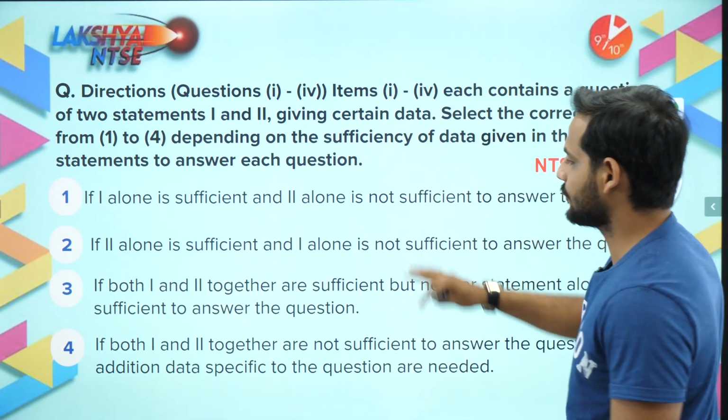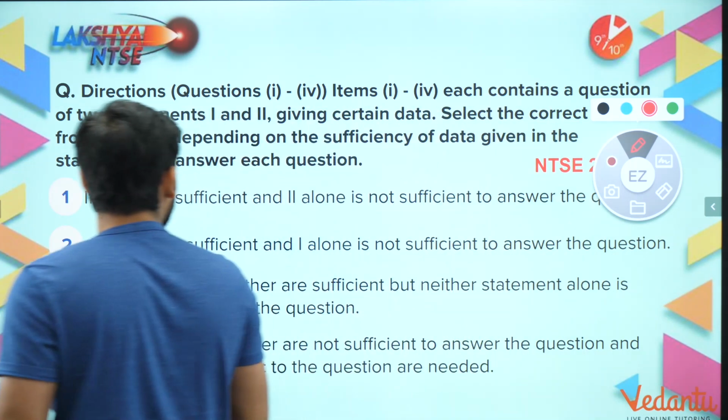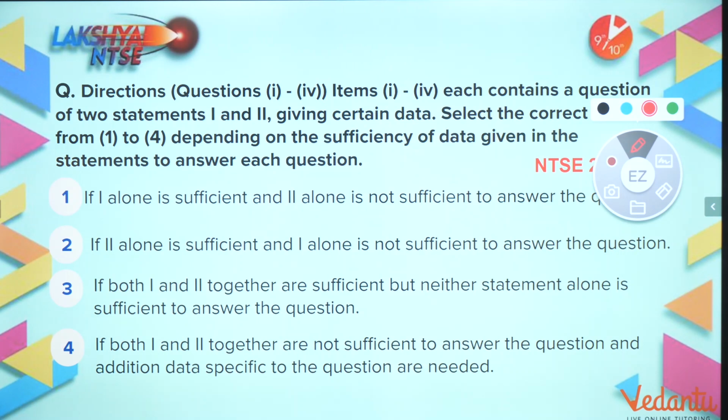Directions. Okay, so these are the options from now onwards. Option 1 means statement 1 alone is sufficient, second alone is not sufficient. Option 2 means second alone is sufficient, 1 alone is not sufficient. Option 3 means both 1 and 2 together are sufficient, but neither statement alone is sufficient. And option 4 is both 1 and 2 together are not sufficient to answer the question and additional data is required. So these are the 4 options.